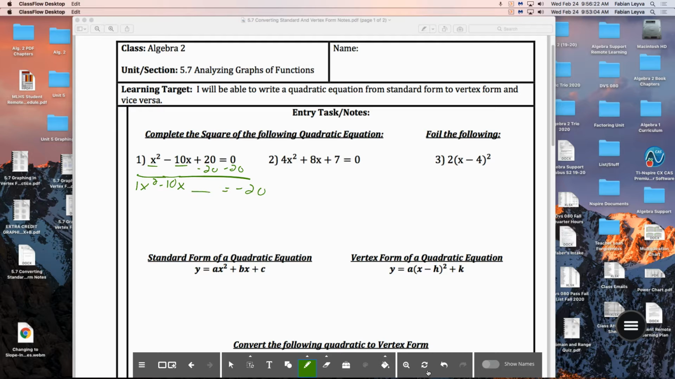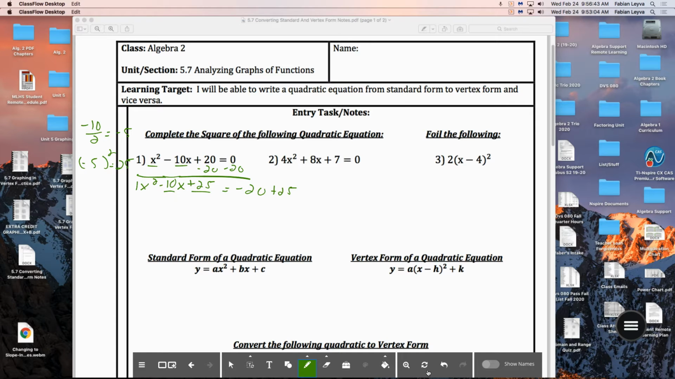In order to figure out what number goes there, we take half of the middle. So let's take that negative 10 and divide it by 2. We end up with a negative 5. And then we square it. Now, when we square it, negative 5 squared is a positive 25. So I'm going to add 25 to the left side to make the left side a perfect square trinomial. I'm also going to do it to the right side.